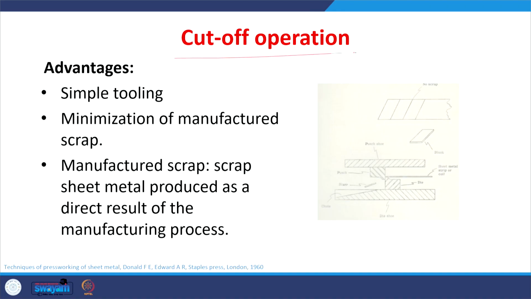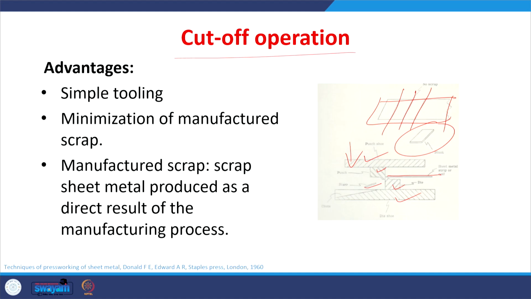Now cut off operations. Like this is the sheet metal, and the cutting is being done along these lines. This will produce the blank, which can further be processed later on for making useful products. In the cut off die, this is the punch shoe and this is the die shoe, this is the punch and this is the die, and between the punch and die the sheet metal is placed. When the punch comes down, the cutting takes place. So, this is a simple operation.